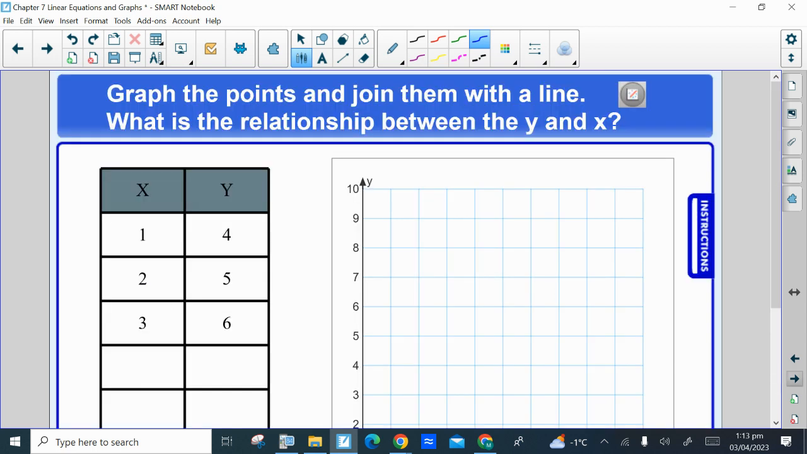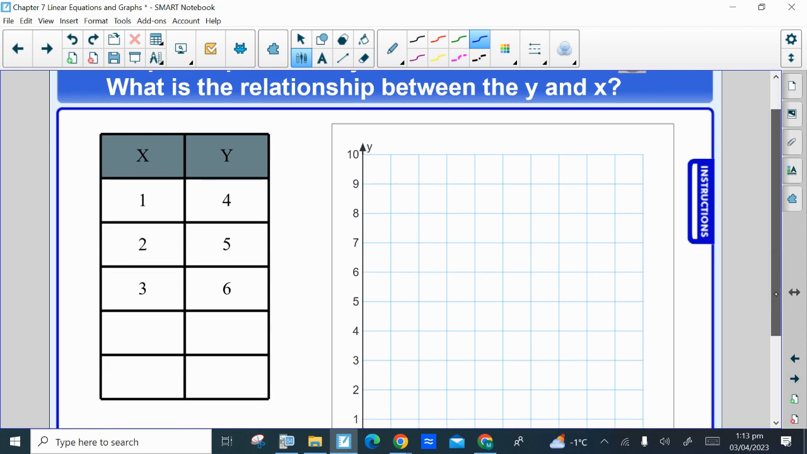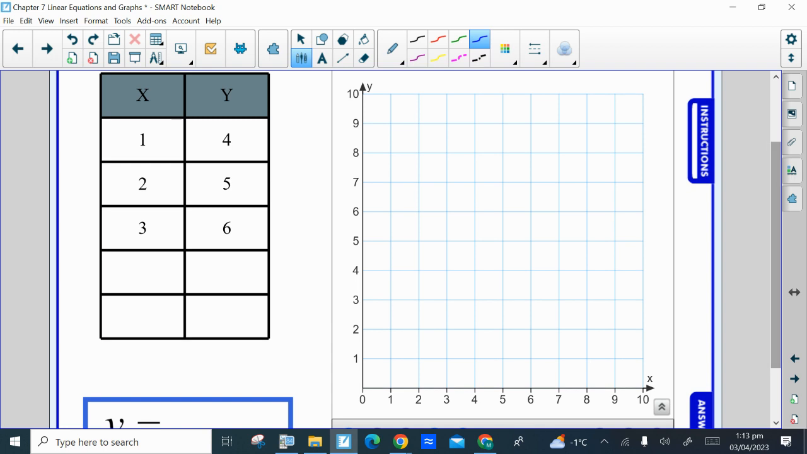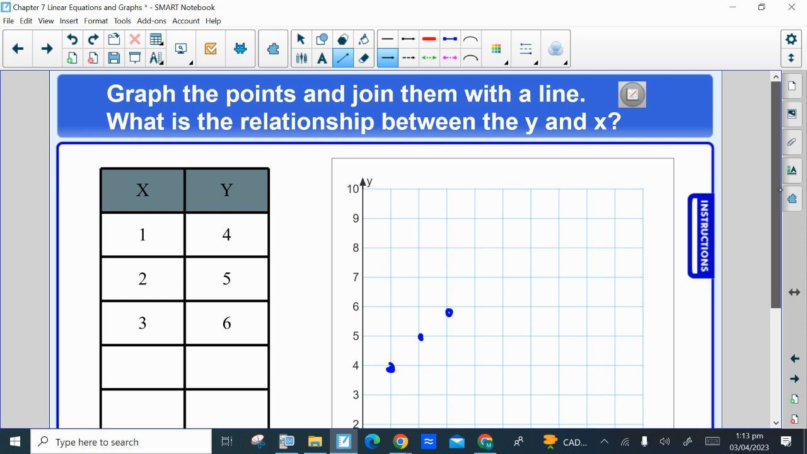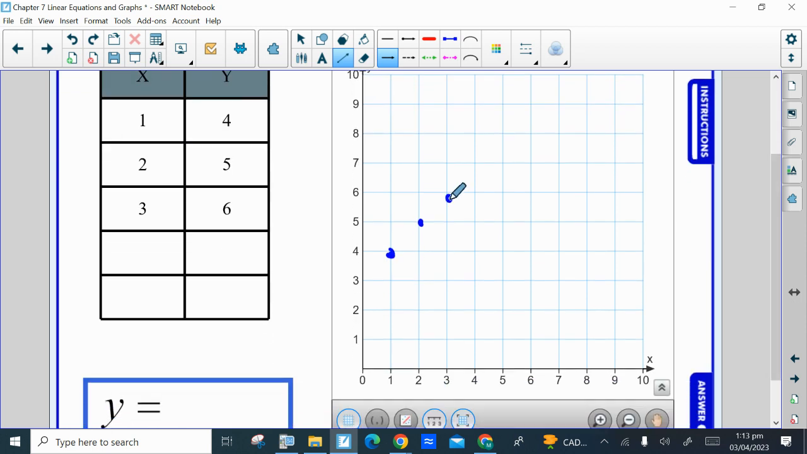This next one says graph the points, join them with the line. What is the relationship between y and x? So again, it's asking for the equation. And this graph is done right because it has a scale of 1 on both axes, and that pattern is continuous. If we graph the points 1, 4, 2, 5, and 3, 6, it says to join them with a line, so we can do that.